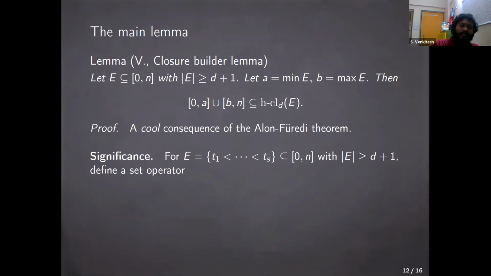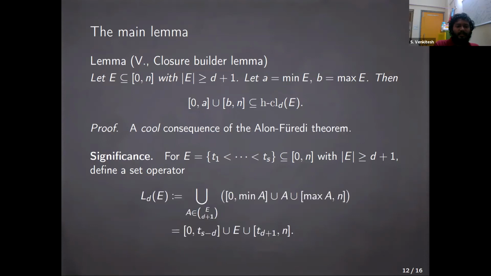If you list down the elements of E as T1 to Ts, and suppose E has size at least D plus 1, consider the operator LD of E, where the union is indexed over all D plus 1 subsets of E, and you're essentially applying the above lemma to each of those subsets and taking the union. Every subset that is inside this union must belong to the closure according to the lemma before, and you're just collecting all of them. So LD of E must be contained in the closure. A succinct way of writing it down is this.